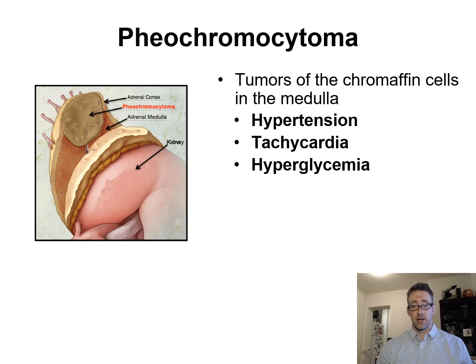Pheochromocytoma is a condition where there's a tumor of the chromaffin cells in the adrenal medulla, and what this does is increase the amount of epinephrine, norepinephrine, and dopamine that circulate in the blood. This has some of the obvious effects, which would be hypertension, tachycardia, and hyperglycemia. The hyperglycemia, again, is due to the fact that epinephrine and norepinephrine stimulate the liver to increase gluconeogenesis and break down glycogen for release to help maintain glucose levels. So glucose levels become elevated as well.